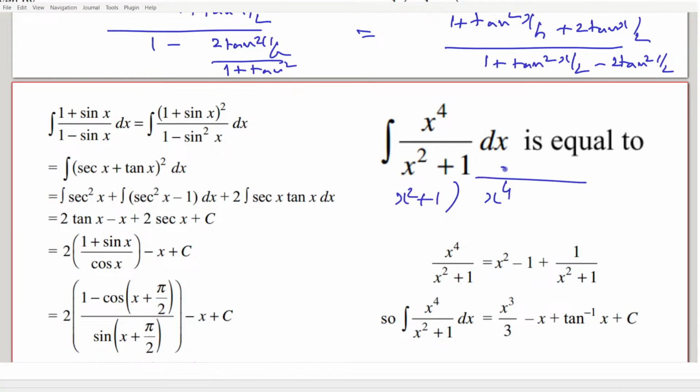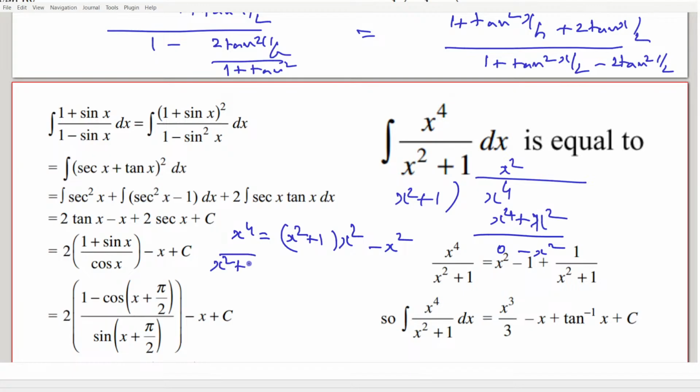Yes, sir. After division, you arrange the terms: quotient times x square plus 1, plus the remainder. So this is x power 4 plus x square, this becomes 0, this is minus x square, something like this, right? So x power 4 equals x square plus 1 into x square, minus x square. So x power 4 by x square plus 1 should be equal to this by x square plus 1.